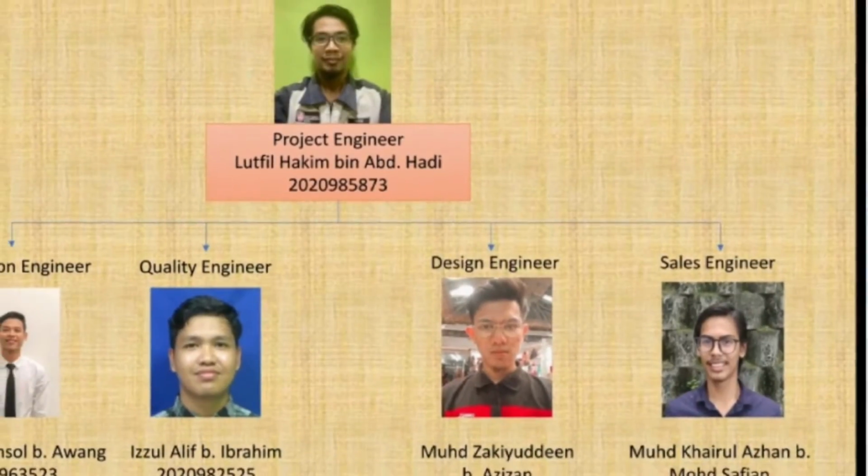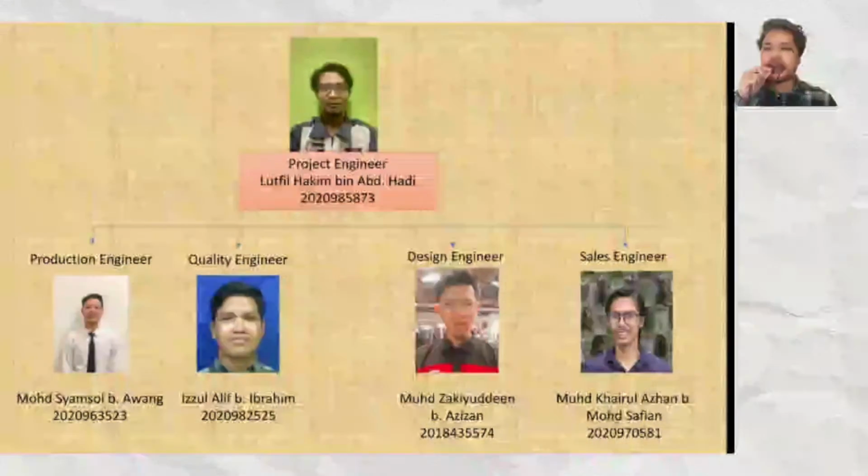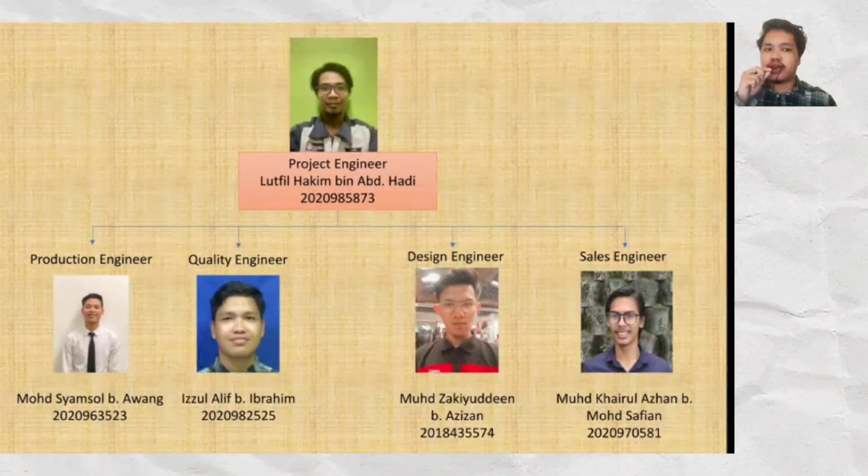This is our organization chart. The project engineer is Lutfi Hakim bin Abdul Hadi. Muhammad Shamsul bin Awar is assigned as production engineer. Izzuali bin Ibrahim is the quality engineer. Muhammad Zakiuddin bin Azizan is assigned as design engineer. And the last one is Muhammad Khairul Azhan bin Muhammad Safian, assigned as sales engineer.